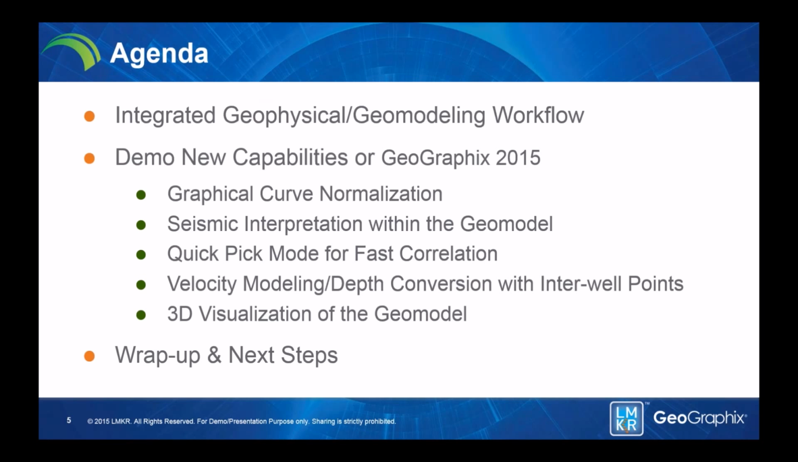limited to graphical curve normalization for fast interactive curve normalization, improved integration between your geophysical and geological interpretations through the advanced velocity modeling, integrated seismic horizons and faults in the geomodel constraints, and dynamic depth-converted seismic backdrop in the Smart Section cross-sections. Our new quick pick mode for fast correlations.